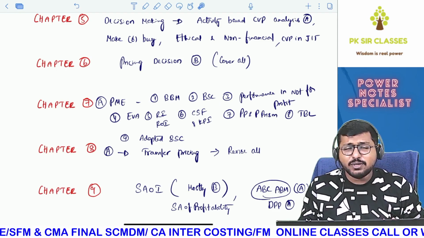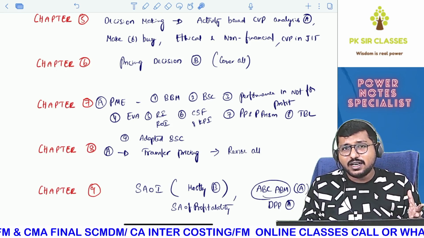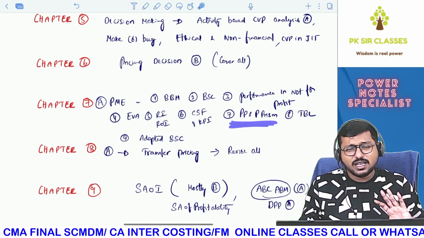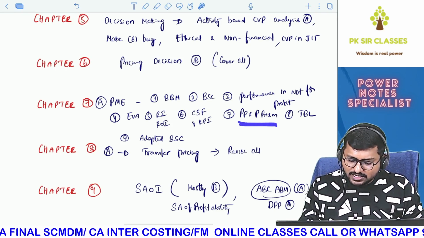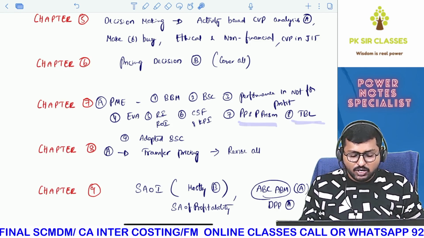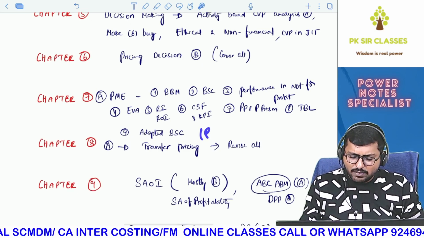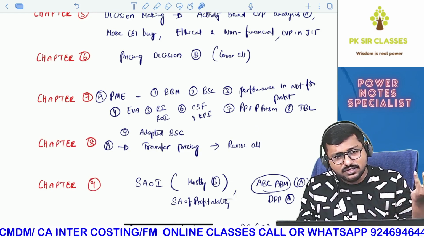Benchmarking this time has not been important because anyway it has been removed from the syllabus. Okay, the benchmarking content has been removed. Next, performance pyramid and performance prism. Just have a look at it. Not so important, but still you should not miss it. That's the 7th priority. TBL, triple bottom line, 8th priority. And finally, adapted balanced scorecard. Just one paragraph is there of 5 lines. How much time will it take for you to just read those 5 lines, right?